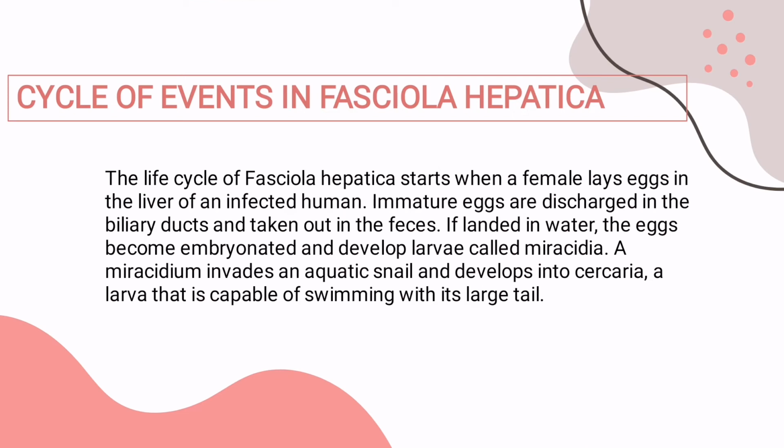The life cycle of Fasciola hepatica starts when a female lays eggs in the liver of an infected host. Immature eggs are discharged in the biliary duct and taken out in the feces. If landed in water, the eggs become embryonated and develop larvae called miracidia. A miracidium invades an aquatic snail and develops into cercaria, a larva that is capable of swimming with its large tail.